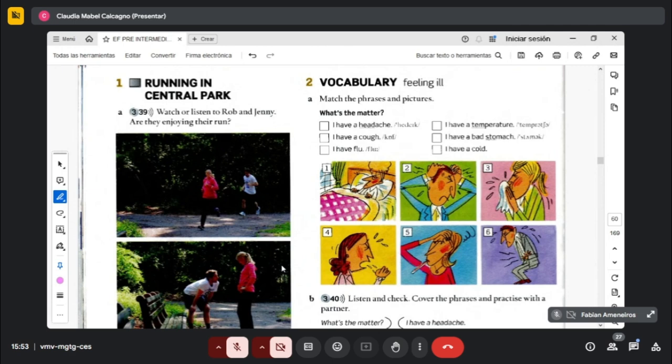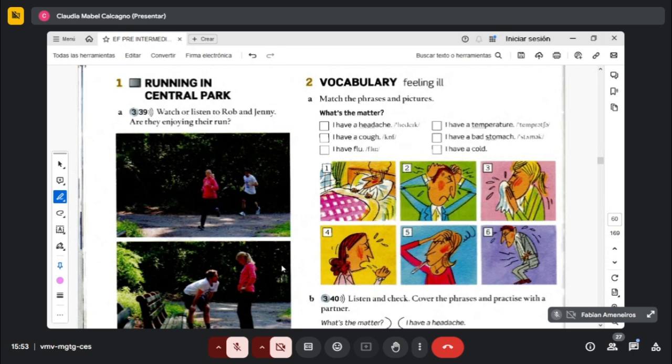So activity 2 is related to feeling ill, right? When you are not feeling well. And it says, what's the matter? And we've got 6 expressions to refer to when we're feeling pain, right? For example, I have a headache. What could it be? Number 2, dolor de cabeza, exactly. To have a headache. To have a cough.